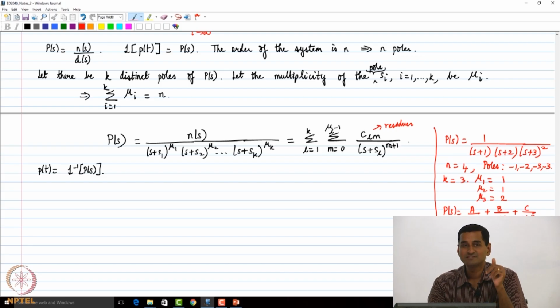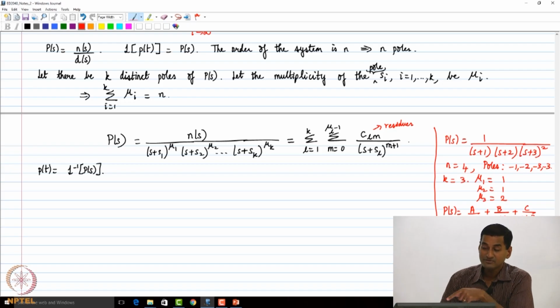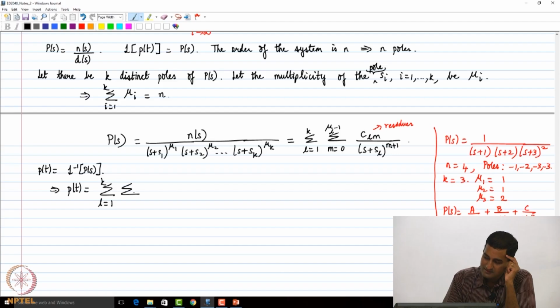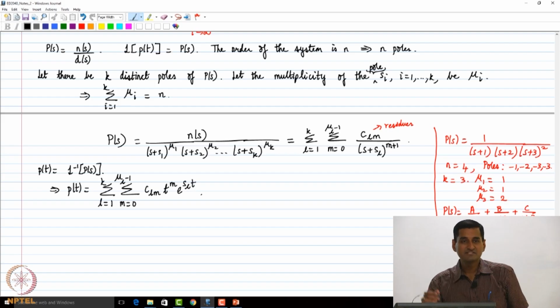Once again we use the complex differentiation theorem. We saw this last week, when we did the examples, that's going to be t e power minus 3t. So now I'm going to generalize from here. This implies that p of t is going to be equal to summation l equals 1 to k, summation m equals 0 to mu l minus 1, c_lm t power m e power s_l t. I have just generalized from that.